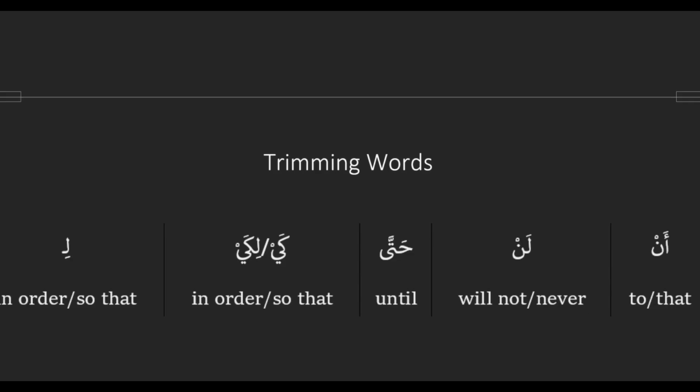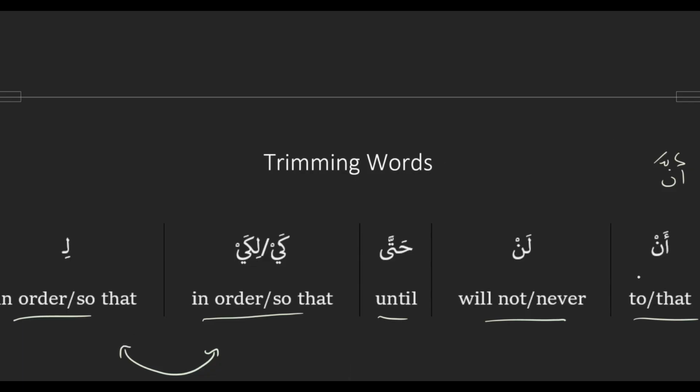So if you see one of these words coming before a present tense, that word will be trimmed. All you have to do is memorize these words. So en meaning to and that, don't confuse it with enna, which is a sentence starter. And then we have len, which means will not or never. Hatta, which means until. K or likay, they're synonymous, which means in order to or so that. And then we have li, which also means in order to or so that. So you just have to memorize these words.